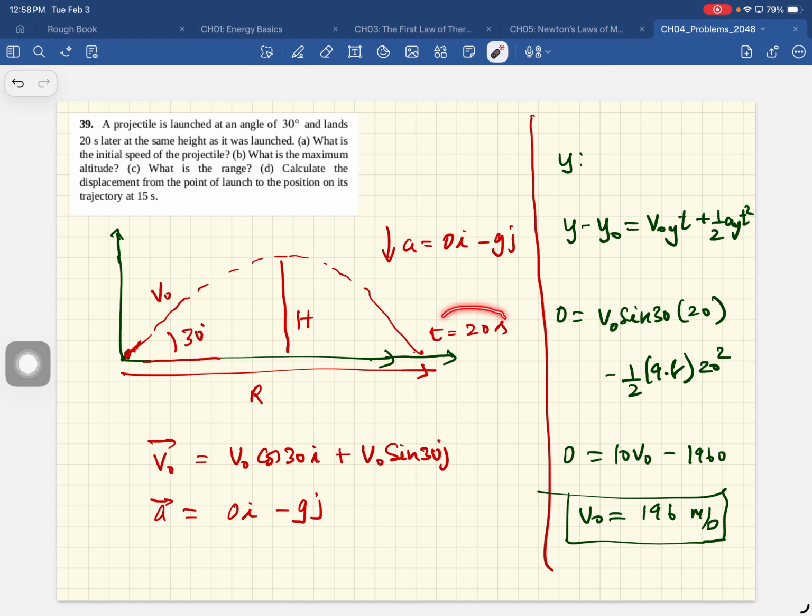Okay, the object was in flight for 20 seconds. That's a long time, and so its launch speed has to be quite high. It's 196 meters per second, 200 meters per second. Remember, 10 meters per second is about 25 miles an hour. So 250, 500 miles an hour, roughly.